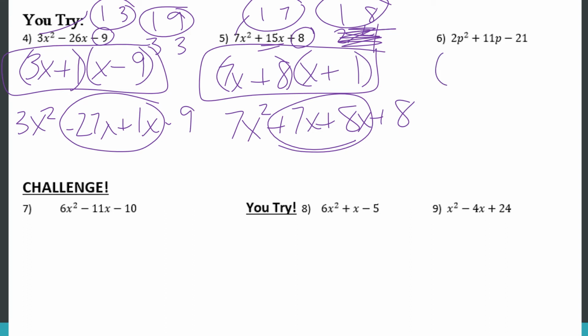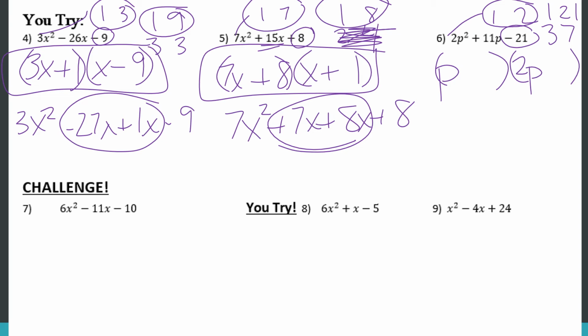Okay, number 6. I'm going to set up my parentheses here. I want the factors of 2, so that's just 1 and 2. So I'm going to have a p and a 2p. And now I want the factors of 21. So 1 and 21 and 3 and 7. Remember, I'm already using 1 and 2 in my problem, so I need to know which one can I combine with here to give me 11.